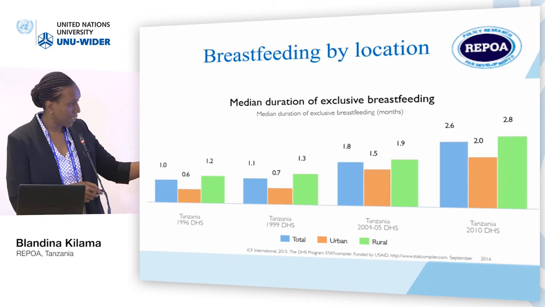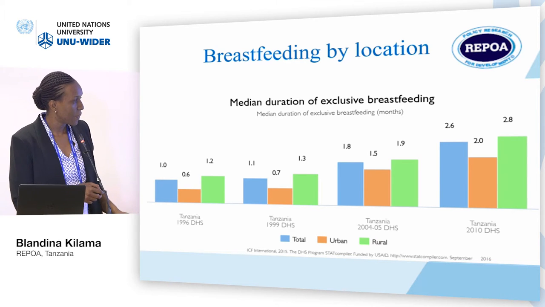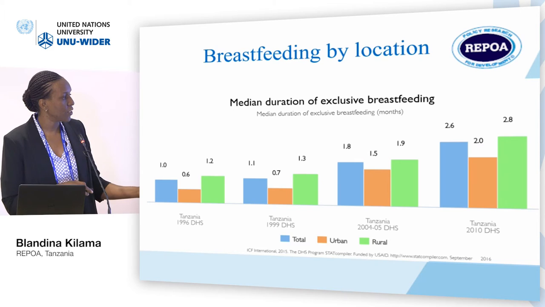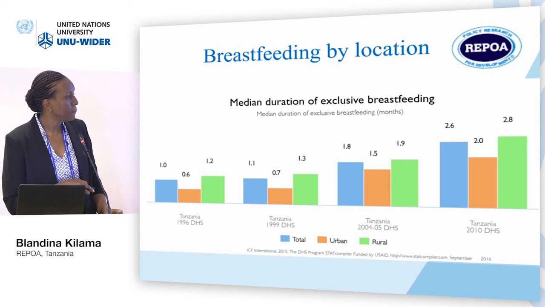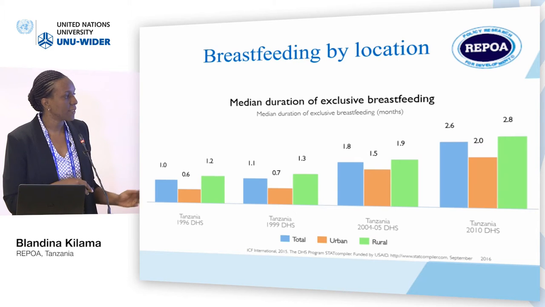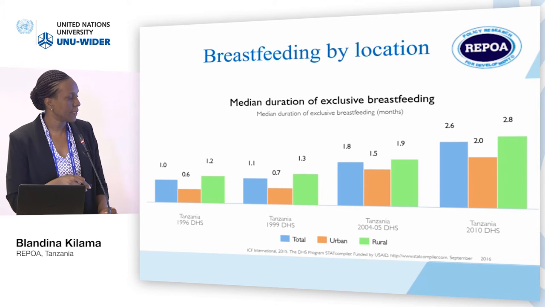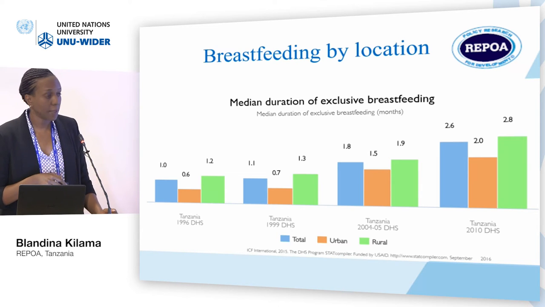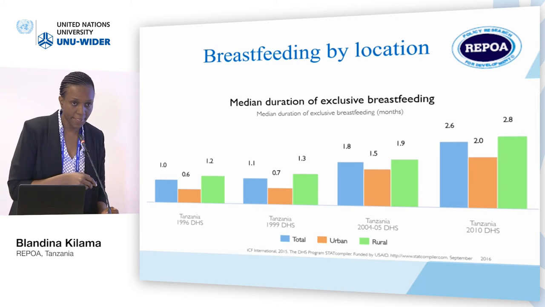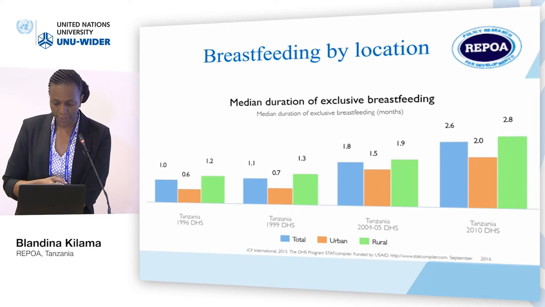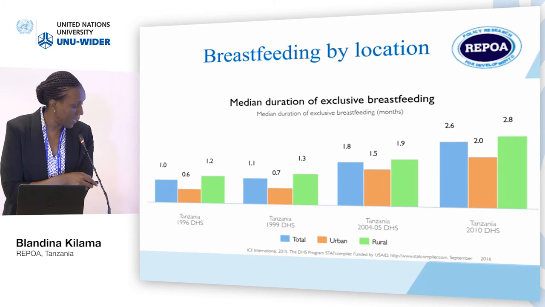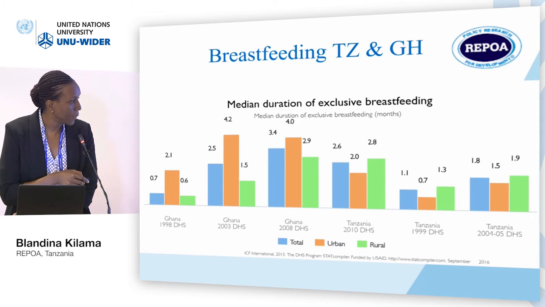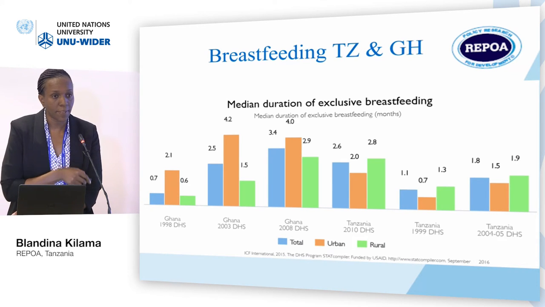Now, I thought I'd share another example from Ghana, where the average for the urban areas is about 4 months. On the right-hand side, this is Tanzania. On your left-hand side, this is Ghana. So Ghana is doing much better in the breastfeeding field. And still, for them, which is opposite to Tanzania, you see that the urban population is breastfeeding more than the rural.